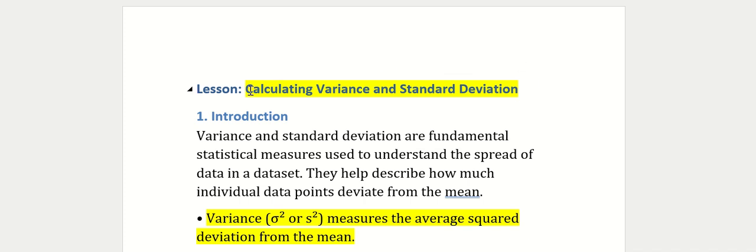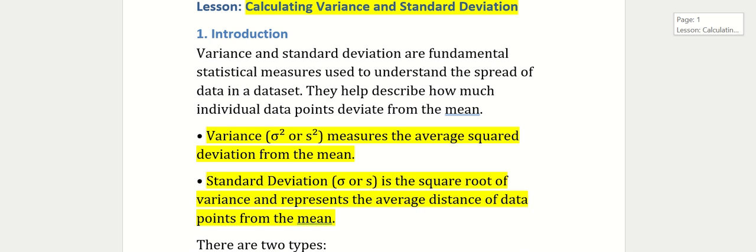Today I will talk about calculating variance and standard deviation. So what is variance and what is standard deviation? Variance measures the average squared deviation from the mean, while standard deviation is the square root of variance and represents the average distance of data points from the mean. So we want to know how close the data points are to the mean.